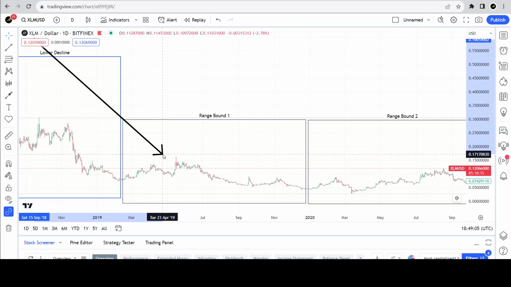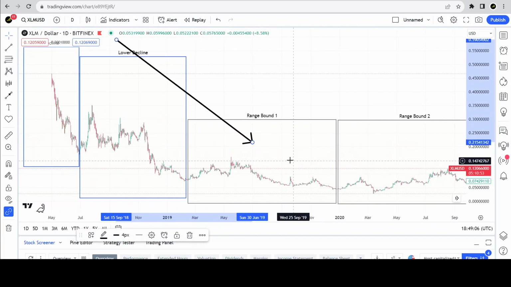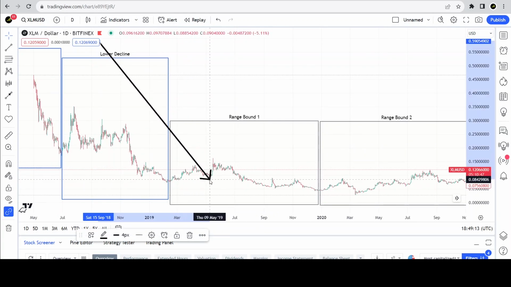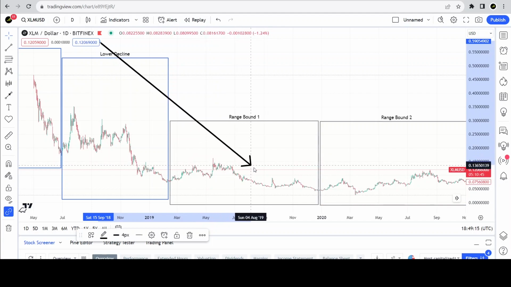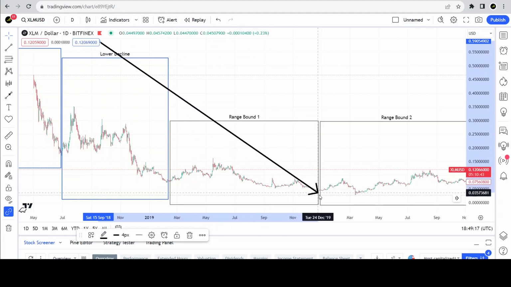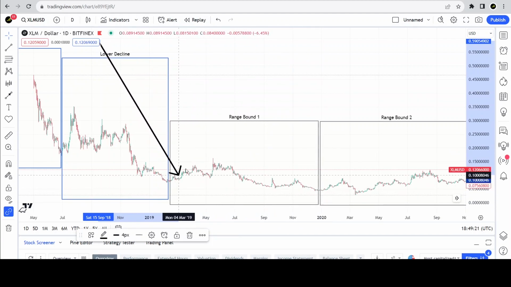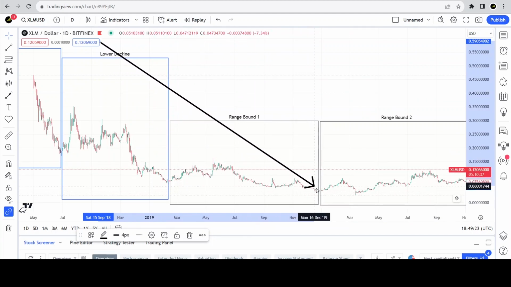Now, I've divided this range-bound time into two separate fractals. The first fractal starts with a move up, forming the first wave. It does a second wave. It declines and does a third wave. So this first structure has three waves: wave 1, wave 2, and wave 3.